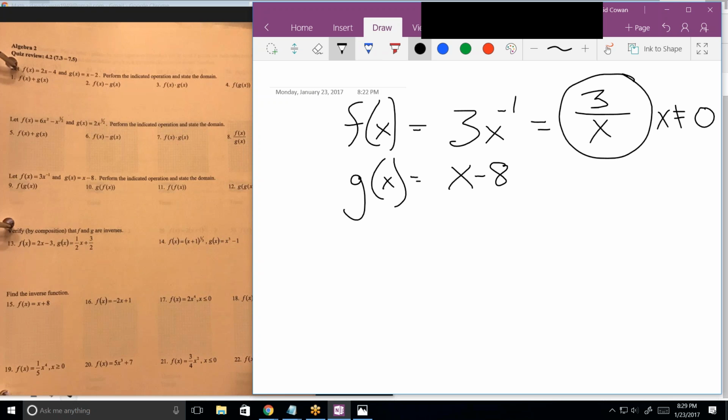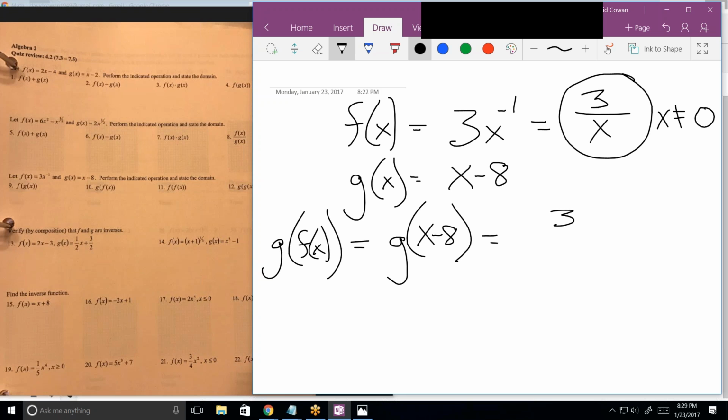Now, number 10 wants g of f of x. So how am I going to write this? You'd write g parentheses x minus 8, is equal to 3 parentheses x minus 8, right? No, 3x. Wait, hold on.